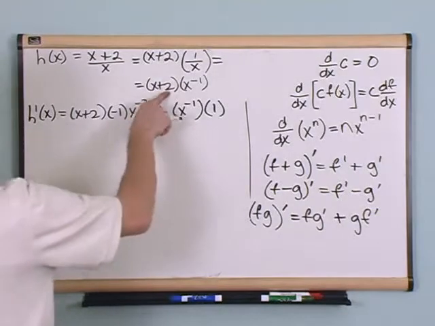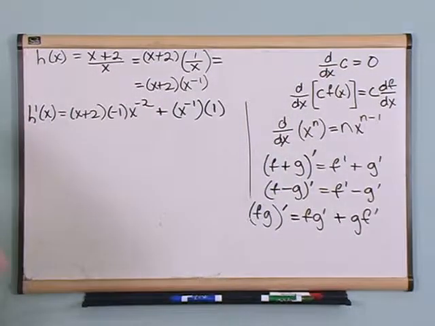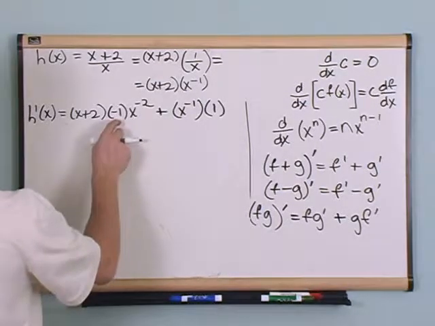Now the derivative of 2, this is just a constant. Derivative of a constant is 0. So here is basically the answer. I just have to simplify it. Okay, so let's go ahead and do that. Let's simplify it.